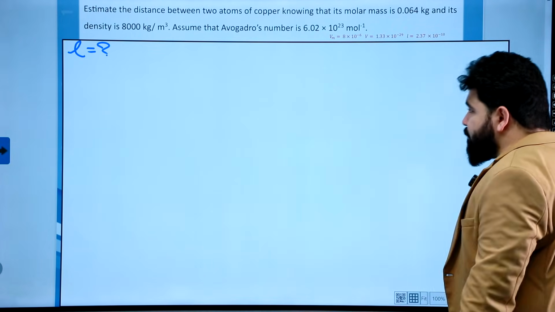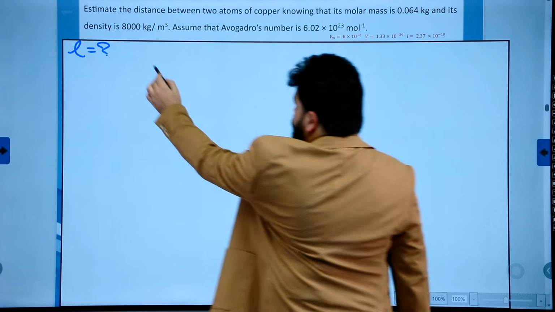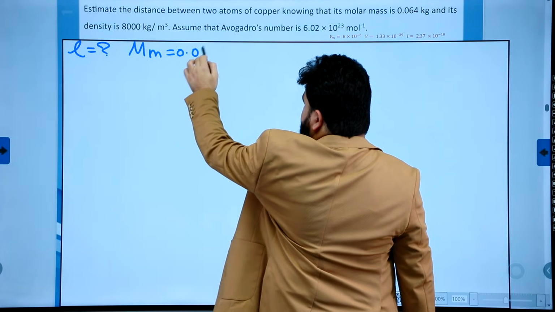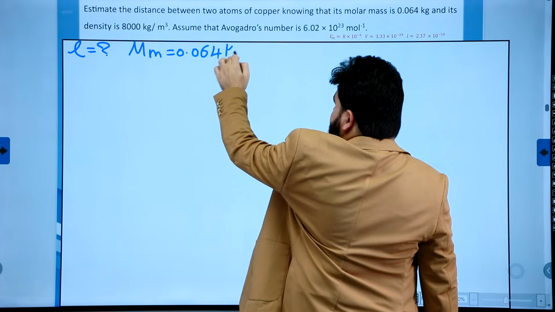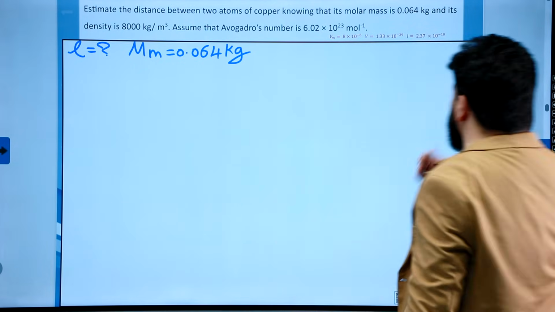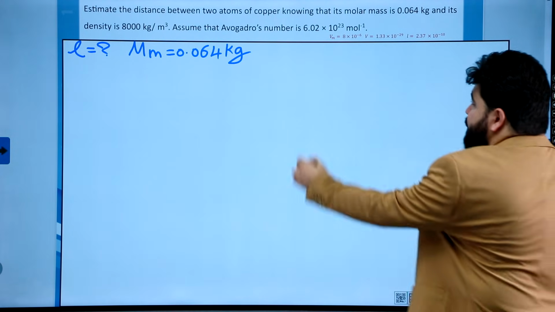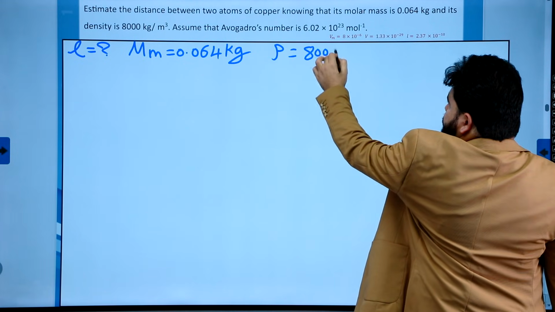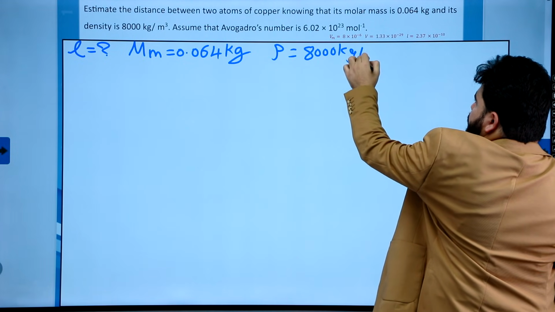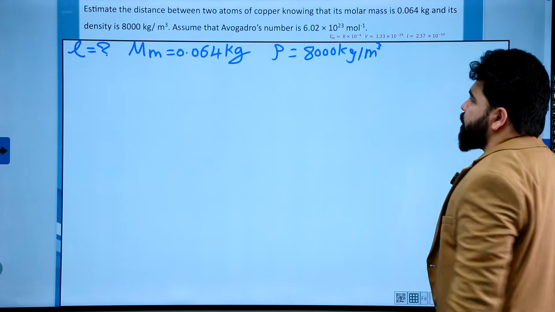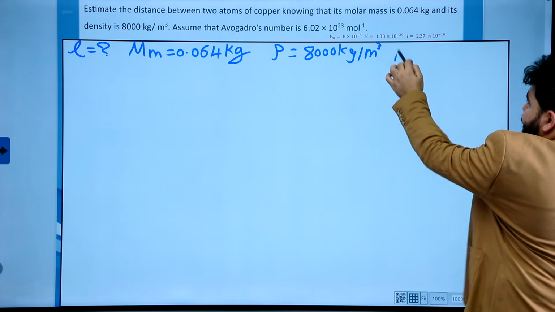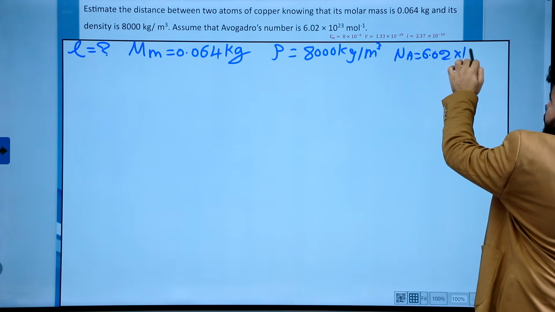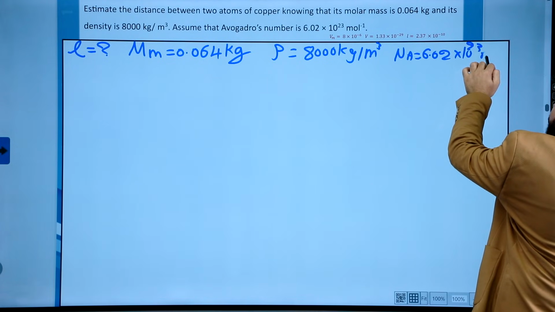Knowing that its molar mass is 0.064, so molar mass is equal to 0.064 kilogram. And its density is equal to 8,000 kilogram per meter cubed. And Avogadro's number, Na, is equal to 6.02 times 10 to the power of 23 mole inverse.